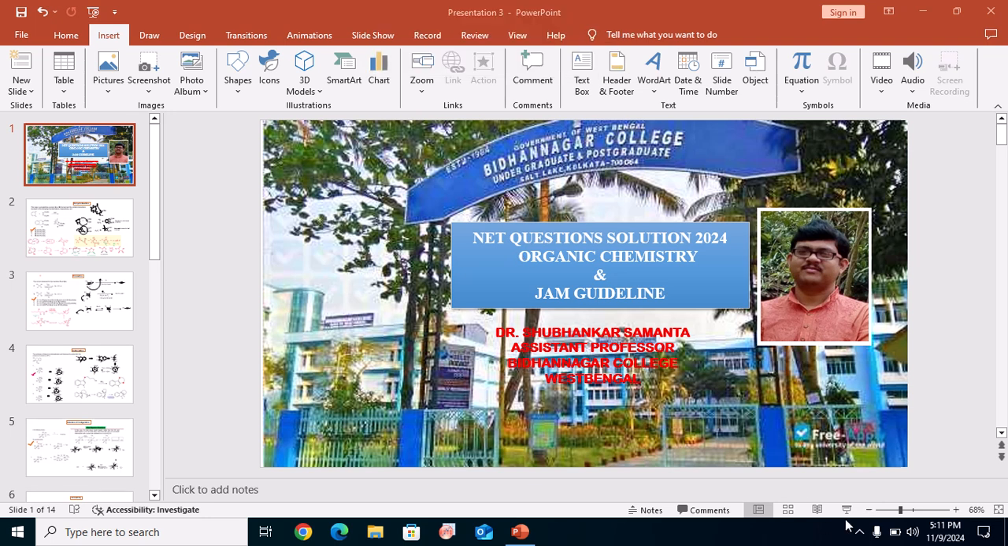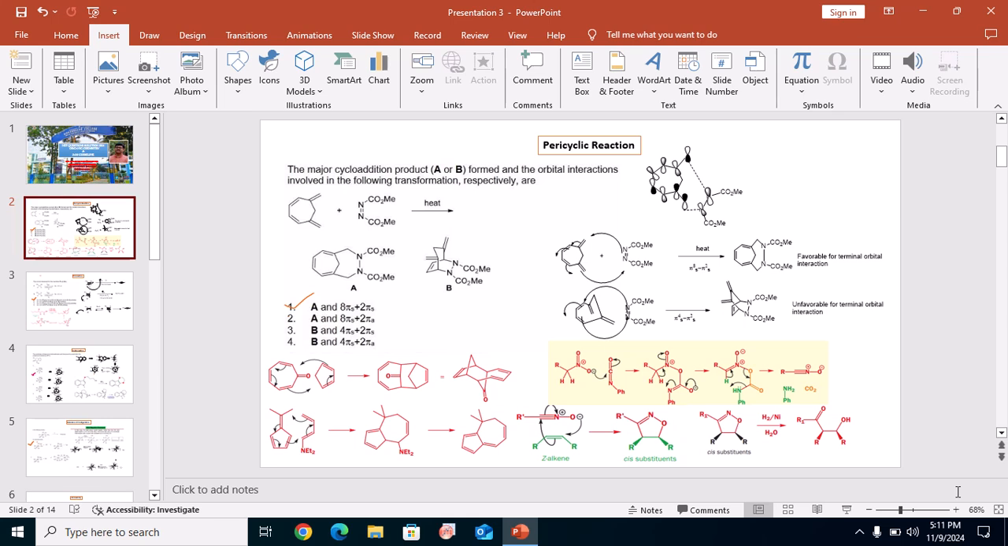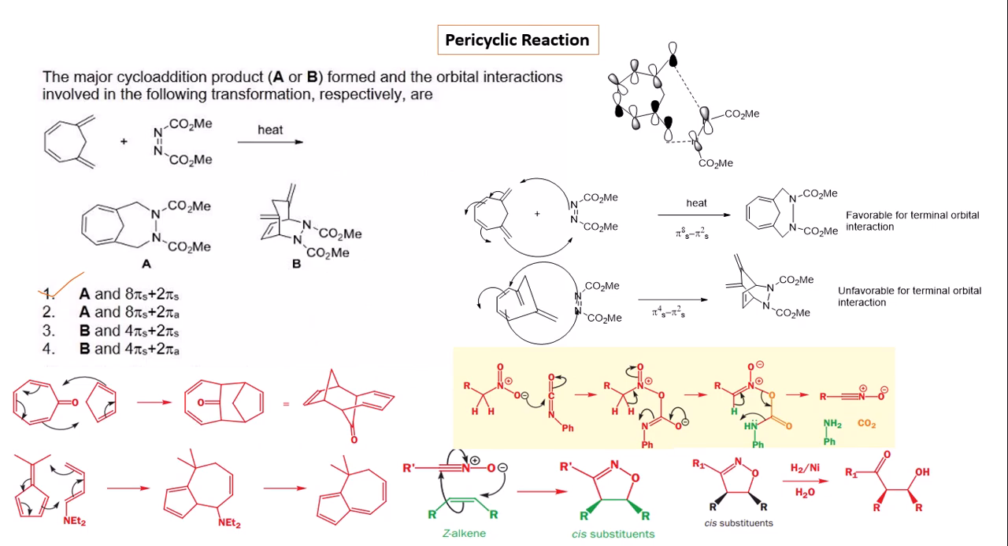Now we are going to the first question regarding the pericyclic reaction, where the cyclization reaction takes place between the azo system and the cycloheptene system, where the peripheral molecular orbitals participate in the cycloaddition reaction. So we know that only the peripheral, meaning terminal, orbitals participate in cycloaddition reactions.